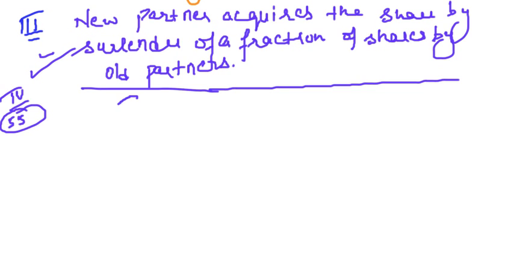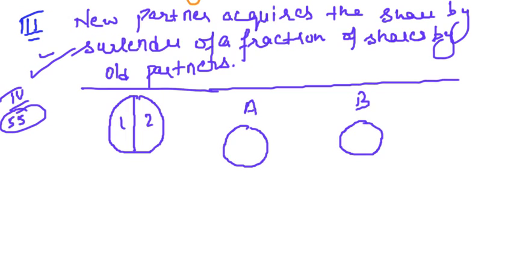I'll quickly repeat the process. Like this is a pizza divided into 2 slices, 1 and 2. There are 2 partners A and B. This is A's plate and this is B's plate. This is slice number 1, this is slice number 2 lying in B's plate. Now a friend C joins them and he asks for 1/4 of this slice and 1/4 of this slice. That is, he is acquiring 1/4 of the share of A and 1/4 of B. Clear? So a new partner acquires the share by surrender of a fraction of shares by old partners. C is getting 1/4 of this one slice of pizza, and from B he is also getting 1/4 of this one slice of pizza. Clear? So let's see an example on this.